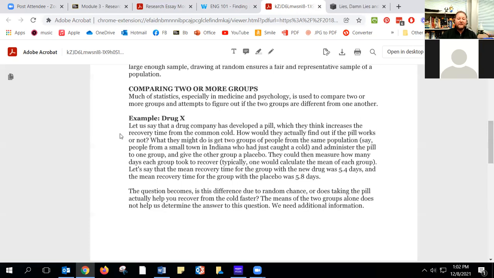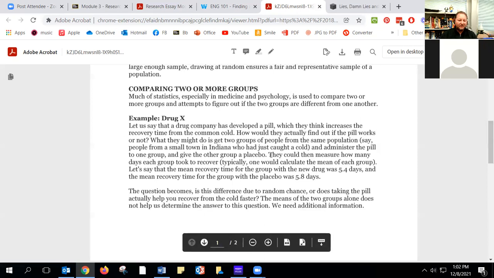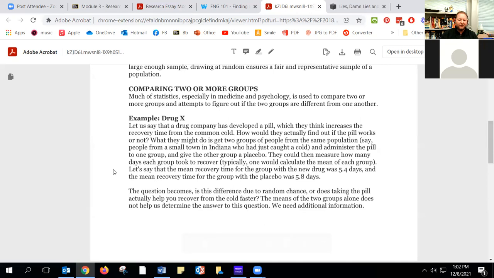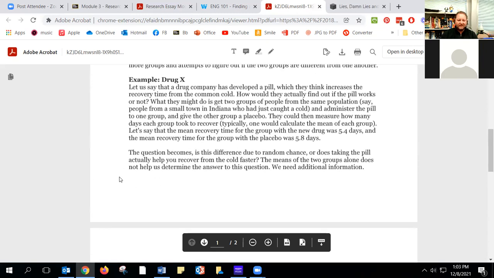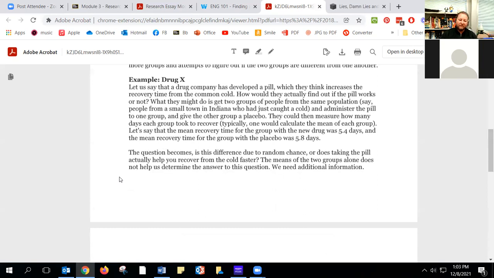Typically, one would calculate the mean of each group, so the pure average, right? Let's say that the mean recovery time for the group with the new drug was 5.4 days, and the mean recovery time for the group with the placebo or the fake drug was 5.8 days, right? So on the surface, it looks like, well, the drug works. They recovered 0.4 days faster than the people that didn't actually take the drug. So it seems like it's positive. Yay, the drug works. Not great, but it works, right? But the question becomes, is this difference due to random chance, or does taking the pill actually help you recover from the cold faster?